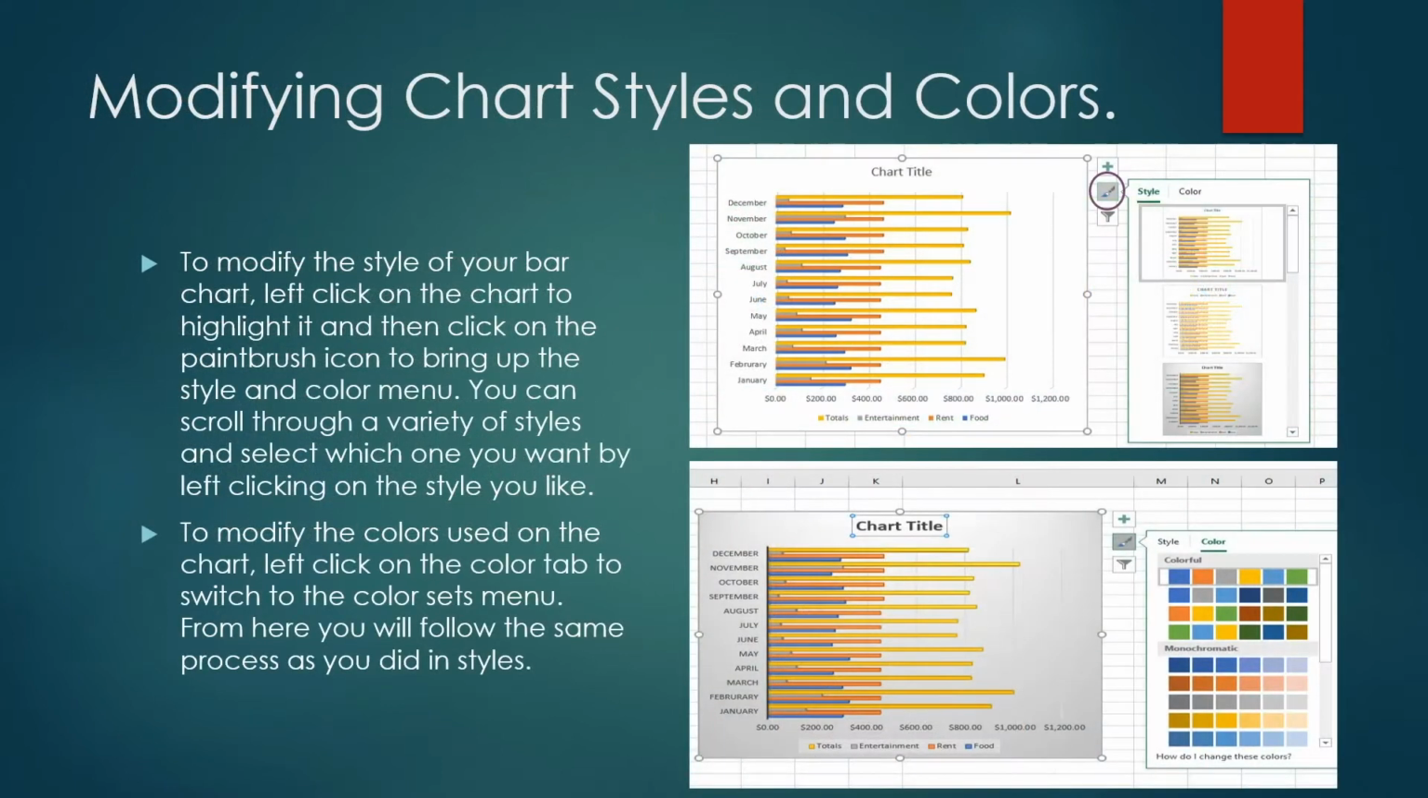To modify the style of your bar chart, left-click on the chart to highlight it, and then click on the paintbrush icon to bring up the Style and Color menu. You can scroll through a variety of styles and select which one you want by left-clicking on the style you like. To modify the colors used on the chart, left-click on the Color tab to switch to the Color Set menu. From here, you will follow the same process as you did in Styles.